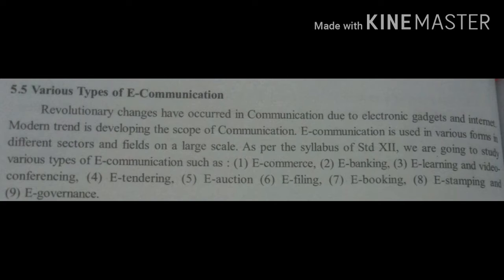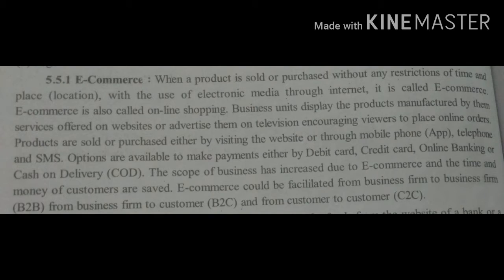The first is e-commerce. When a product is sold or purchased without any restrictions of time and place with the use of electronic media, that's through internet, is called e-commerce. E-commerce is also known as online shopping. Business units display their products, show their services offered, and advertise them on television or on the website, and they encourage the viewers to place the online order. By visiting these websites or through the mobile phone apps, the telephone, and we can SMS them.